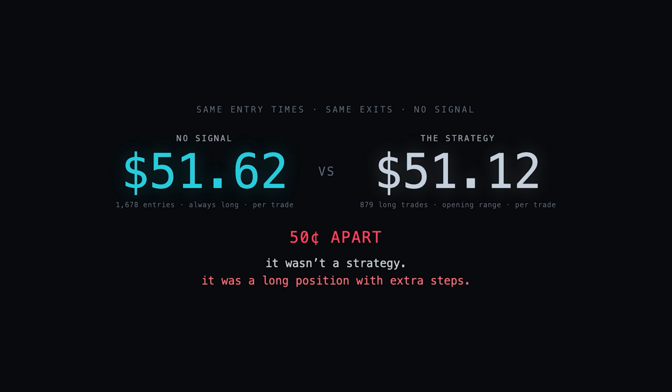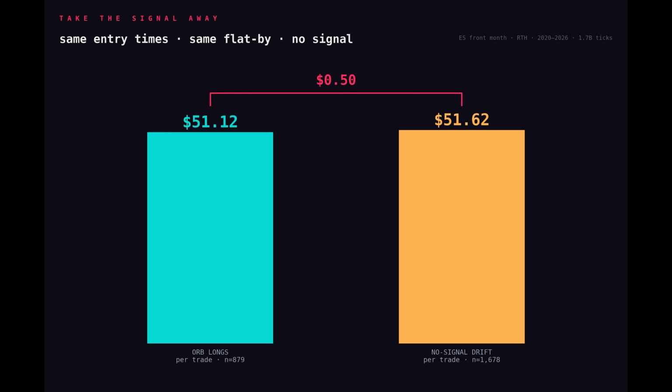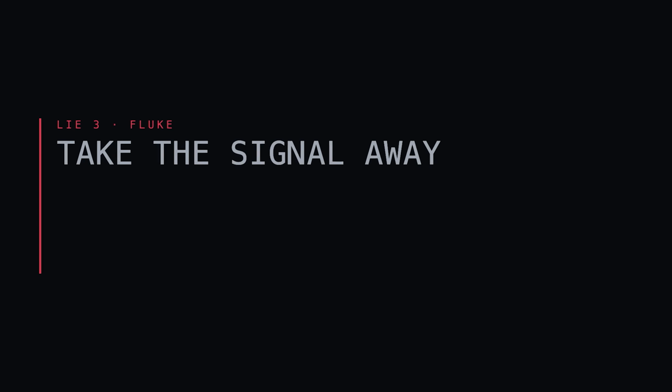That earns $51.62 a trade. Opening range breakout longs earn $51.12. This is 50 cents apart. So at the end of the day, it's not a strategy. It was a long position with extra steps. So bias 3 is the fluke.